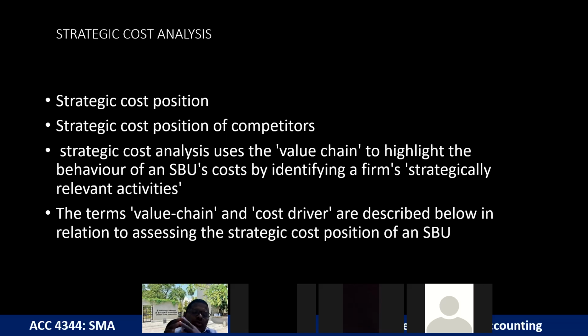So you need to understand the strategic cost position. Maybe you are the lowest cost producer. Then there is the strategic cost position of competitors. What is the position of competitors? How did they reach their cost? What activities do they perform? What systems did they adopt to reach their cost structure and cost level?